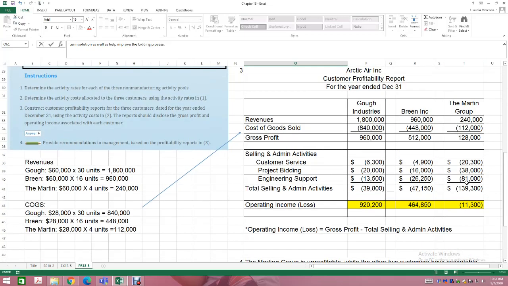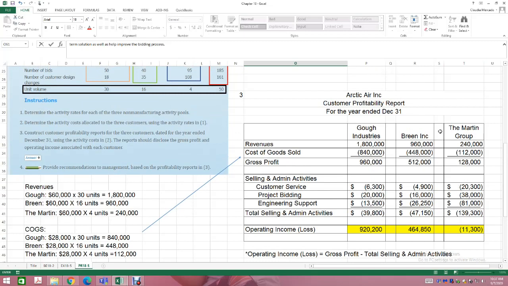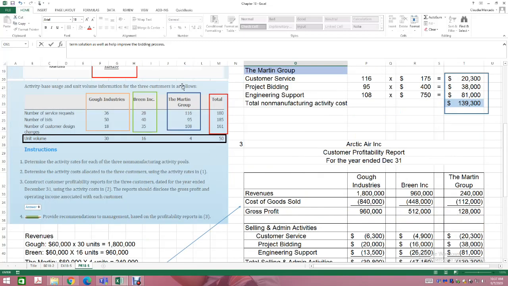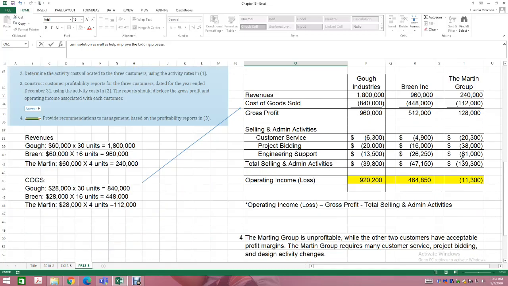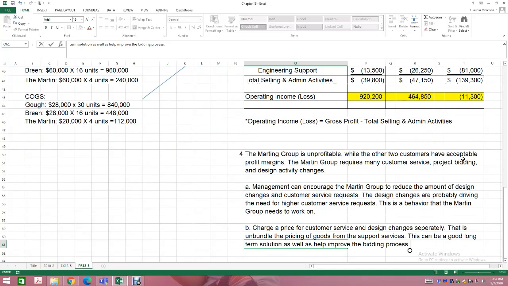Or maybe, you know what, I'm just going to let go of the company. I'm not going to accept any more orders from the Martin Group. Why? Because there are just so many requests. It's costing me more money than what I'm actually making from my sales to them. Okay, so those are just things that you need to analyze by looking at the information. It's part of accounting. Reading reports, reading information, making analysis, interpreting your findings, all of that is part of accounting.